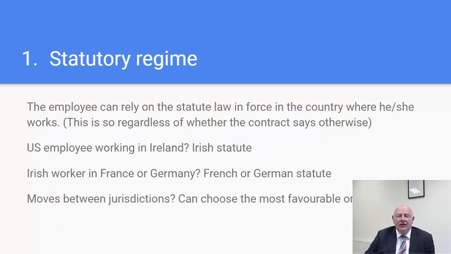So in relation to the statutory regime, the employee can rely on the statute law in force in the country where he or she works. This is the situation regardless of whether the contract says otherwise or not. So if you're a French person or a German person or a Spanish person and you're working in Ireland, then the statutory regime applicable to your job will be the statute law in Ireland. Likewise, if you're a US employee, it's the same story. If you're an Irish worker in France or Germany, French or German statute law, the appropriate one, will apply to you. If you move between jurisdictions, then you can actually choose the most favorable one to you.